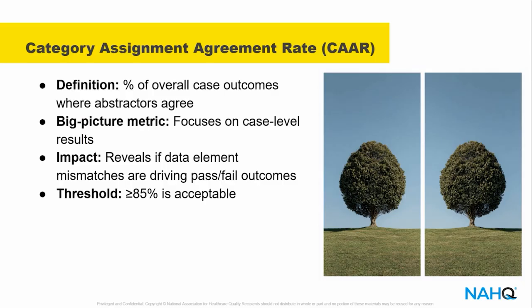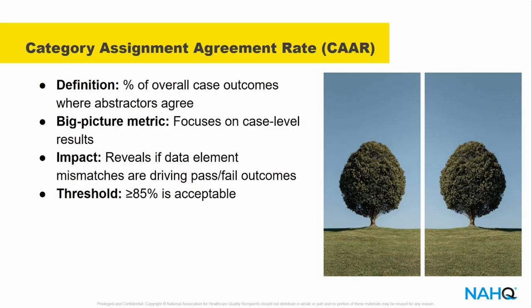The value of CAAR is that it shows the impact of disagreements. So you might have a decent DEAR, but if mismatches are occurring on those critical elements, the ones that flip the category assignment from pass to fail, CAAR is where we will reveal it. That's why it's the metric that CMS uses for validation.